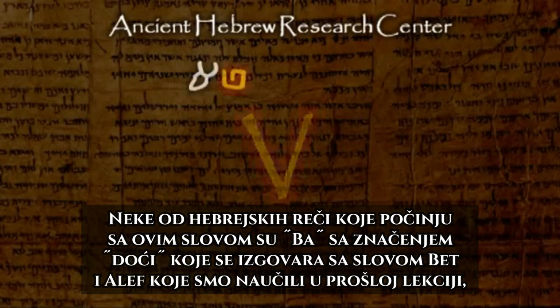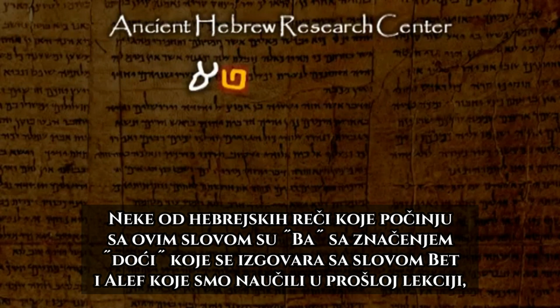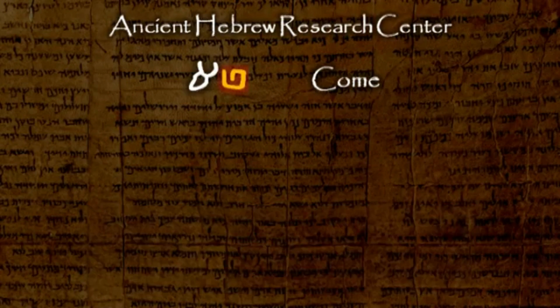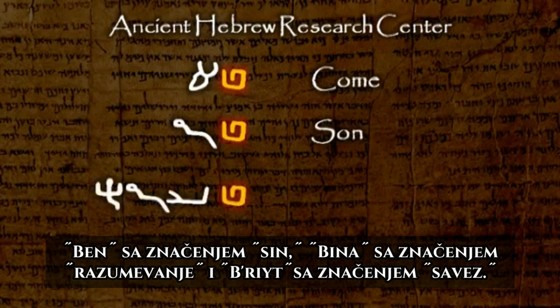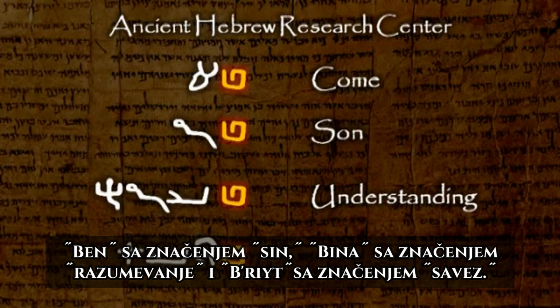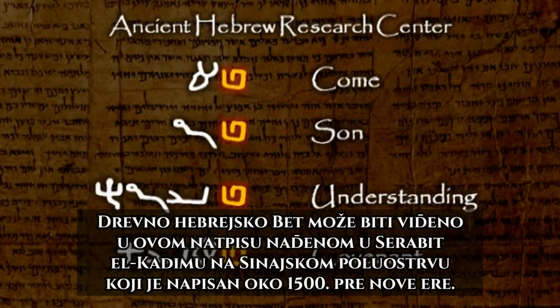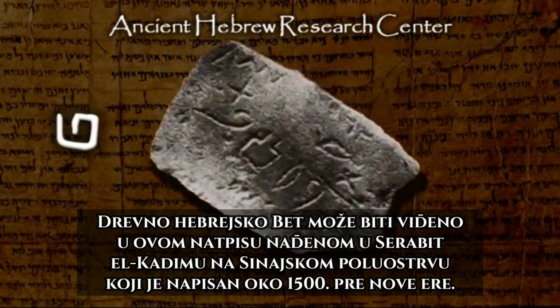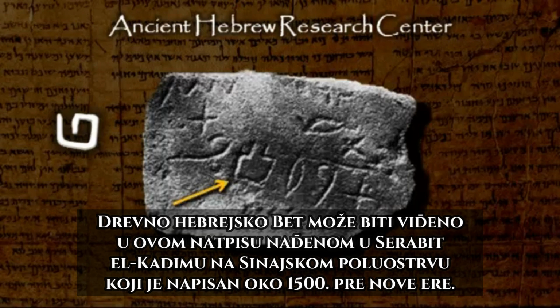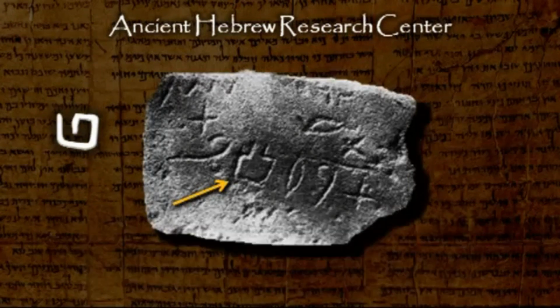Some Hebrew words that begin with this letter are Ba, meaning come, which is spelled with the letter Bet and the Aleph learned in the last lesson. Ben, meaning son. Binah, meaning understanding. And Barit, meaning covenant. The ancient Hebrew Bet can be seen in this inscription found at Serabit el-Khadim in the Sinai Peninsula, which was inscribed at about 1500 BC.